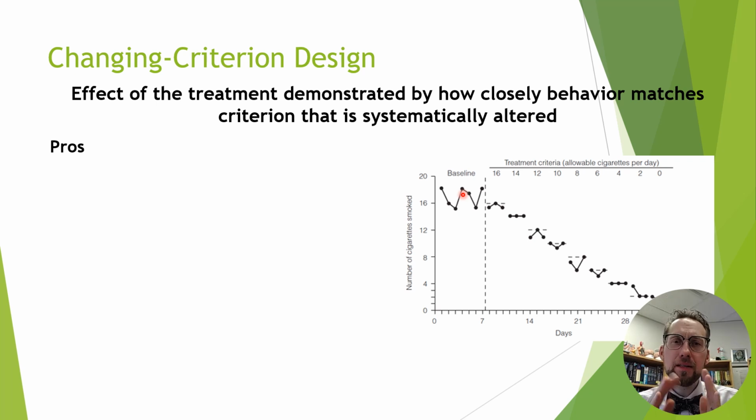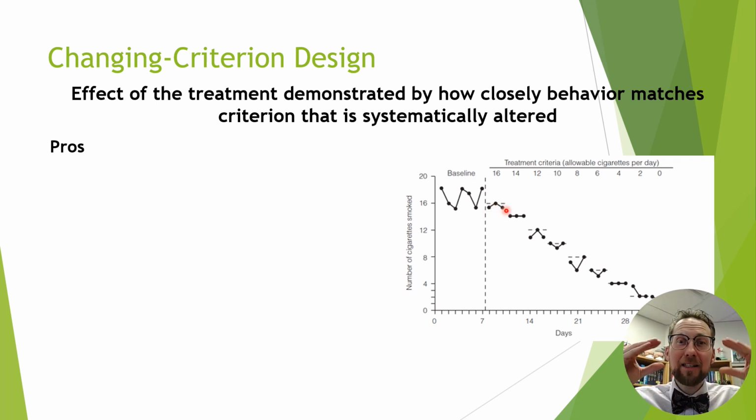And then you set, so now you know, okay, this person on average smokes about this many cigarettes, and you set a criterion. You say, okay, so you get to smoke 16 cigarettes. And then you measure on consecutive days how many they smoke. Well, this looks like it's 16, this is a little less.